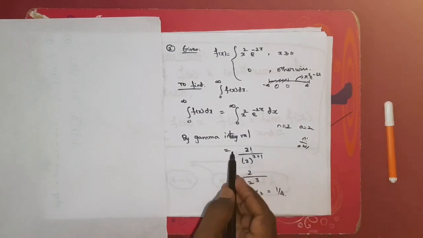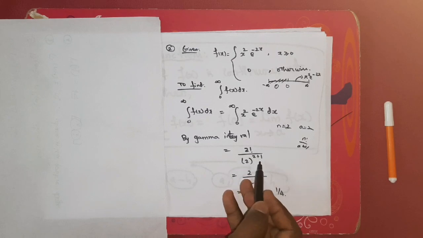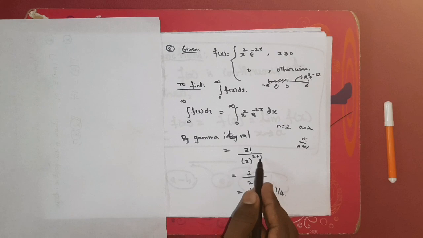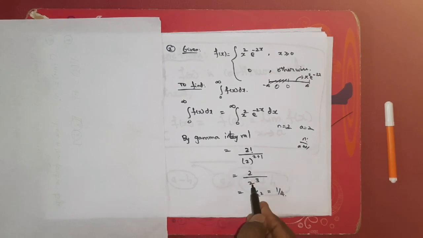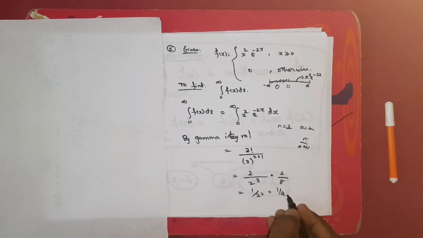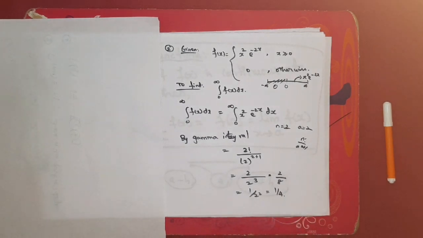So apply in this place. So 2 factorial by 2 power 2 plus 1. 2 factorial means 2 into 1, 2. And 2 power 2 plus 1, so 2 power 3. Or let's do it like this: 2 by 2 power 3, which means 8. Cut it, so you get the answer 1 by 4. So that's the answer for this sum. And this is a very easy exercise. Please write it all in your notes and just practice it so that you can understand much better.